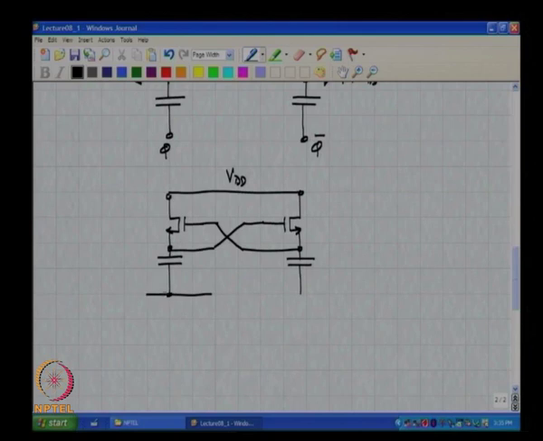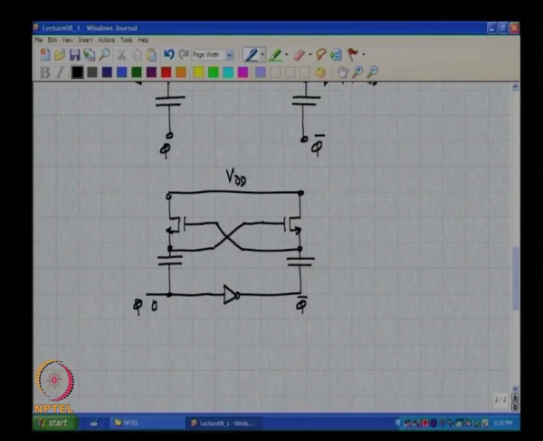And this is phi. To generate phi bar, it is straightforward, you just put an inverter, correct. Does it make sense? And let us quickly trace the circuit and see what happens.